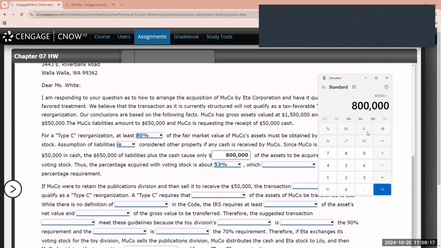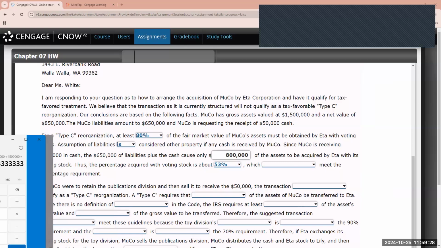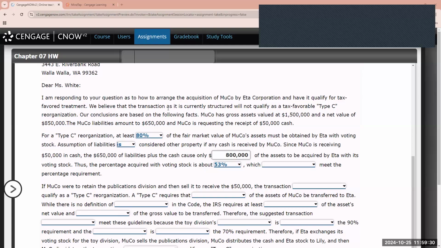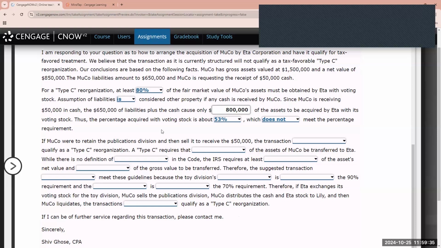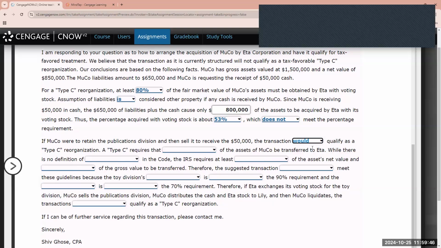Divided by the gross value, the fair market value of the assets of 1.5 million. So the percentage acquired with the voting stock is only about 53%. So therefore, this is obviously not going to meet the percentage requirement. In the event that, let's say, Muco were to retain the publications division and then sell it to receive the $50,000, in such case, the transaction would qualify as a Type C reorganization.